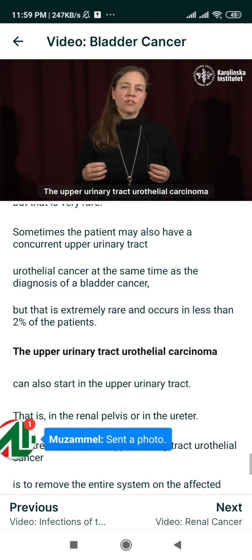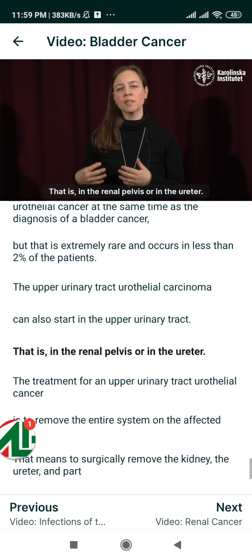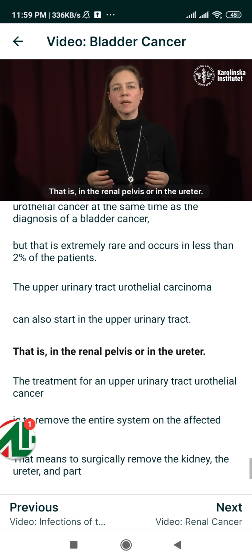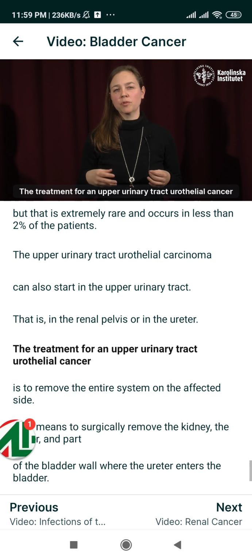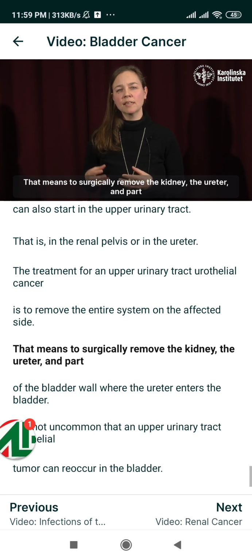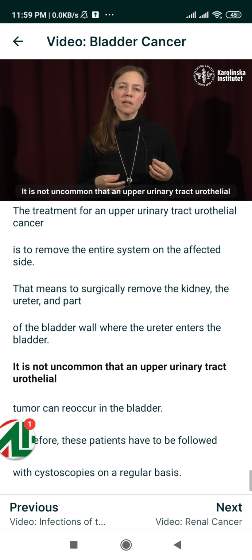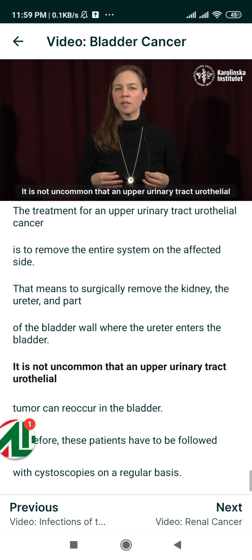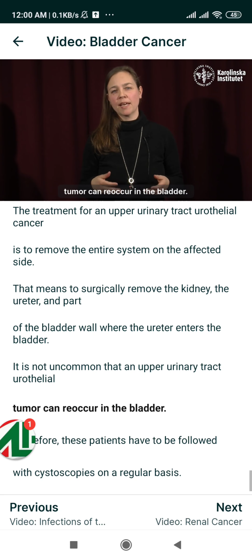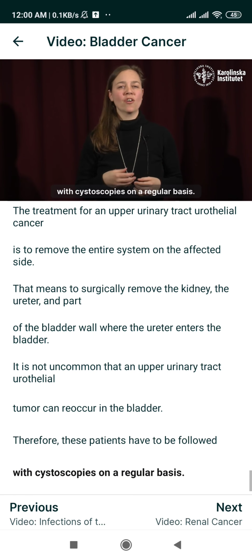The upper urinary tract urothelial carcinoma can also start in the upper urinary tract, that is, in the renal pelvis or in the ureter. The treatment for an upper urinary tract urothelial cancer is to remove the entire system on the affected side. That means to surgically remove the kidney, the ureter, and part of the bladder wall where the ureter enters the bladder. It is not uncommon that an upper urinary tract urothelial tumor can reoccur in the bladder. Therefore, these patients have to be followed with cystoscopies on a regular basis.